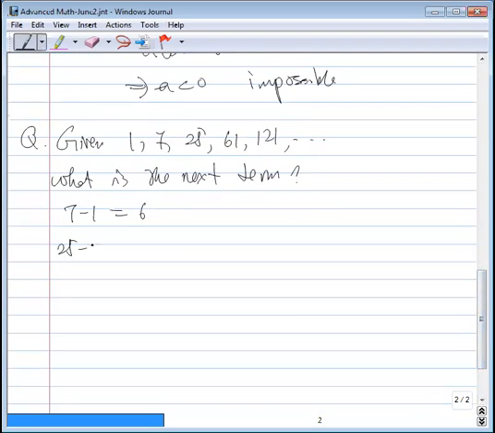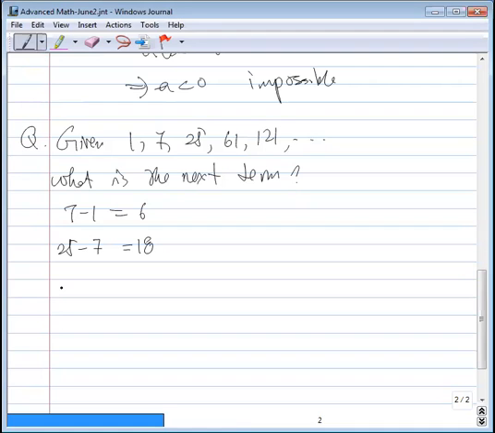And then 25 minus 7 is going to be 18. Okay, so you get what we call a secondary sequence. Sometimes it works, sometimes it doesn't work. Then you try a different way. Then 61 minus 25, and you get 36. Okay, it looks like we're going to get a pattern. 121 minus 61 is going to be 60.